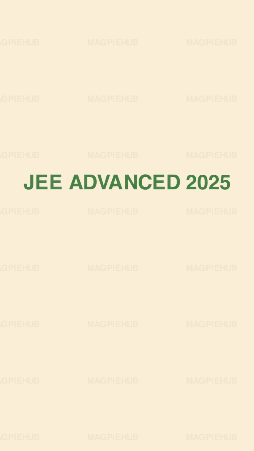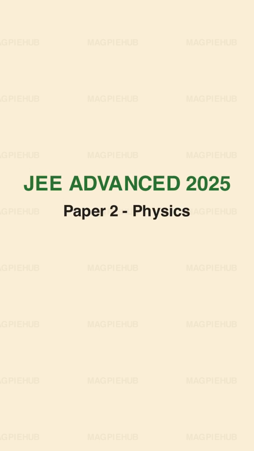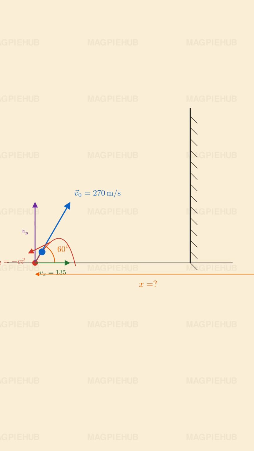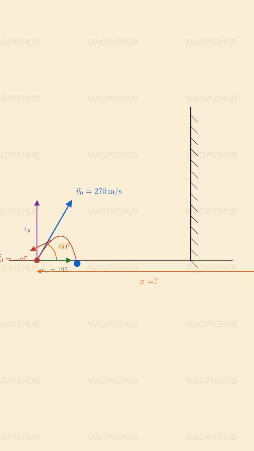JEE Advanced 2025, Paper 2, Physics, Question 15. Let us visualize the setup. A projectile of mass 200 grams is launched at 60 degrees to the horizontal with an initial velocity of 270 meters per second in a viscous medium. The projectile experiences a drag force proportional to its velocity, opposing the motion. After 2 seconds, it hits a vertical wall. We need to find the horizontal distance to the wall. Let me keep this diagram in the corner for reference.